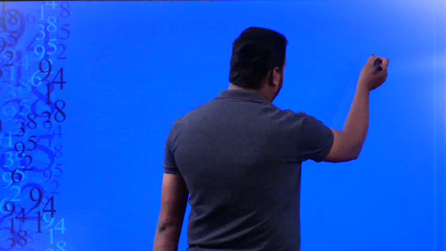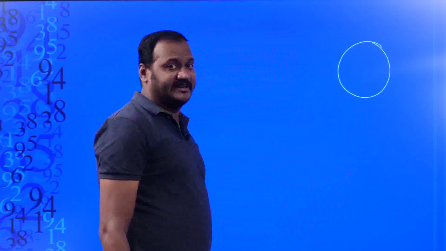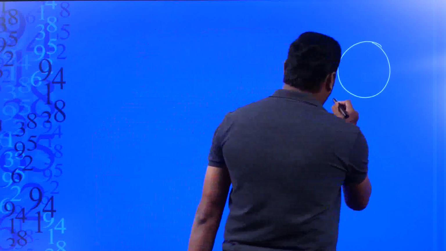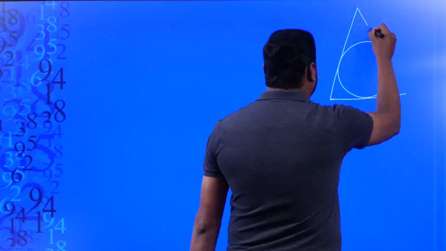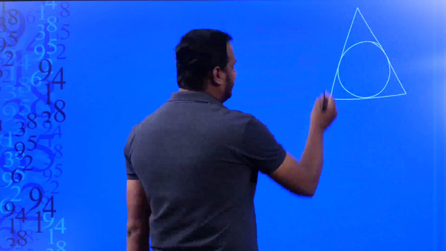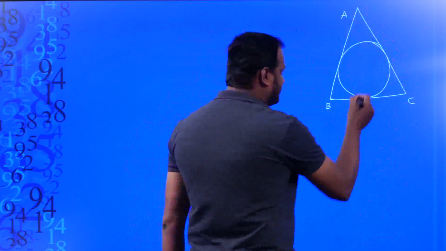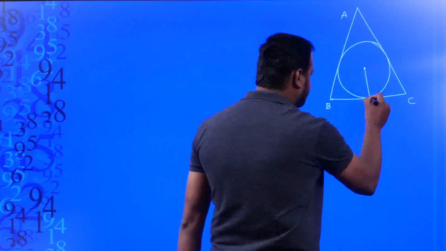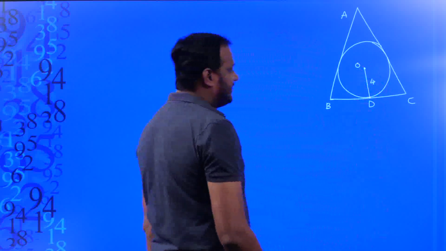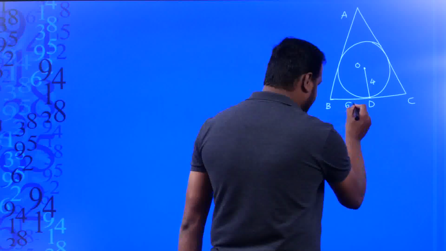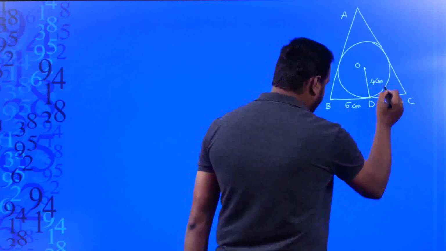So, what is the statement all about? There is a circle and the circle is inscribed in a triangle, right? So, this is a triangle. Let the triangle be ABC, and the radius of the circle is 4 centimeters. Let the radius OD be equal to 4 centimeters, the length of BD is given as 6 centimeters, and the length of DC is given as 8 centimeters.